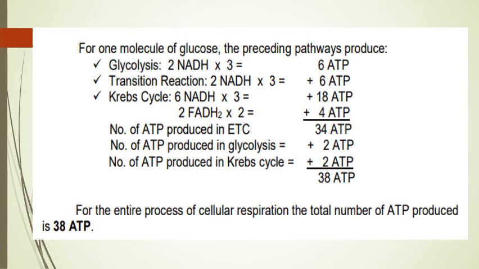equals 34 ATP. Number of ATP produced in glycolysis equals 2 ATP. Number of ATP produced in Krebs cycle equals 2 ATP. 6 ATP plus 6 ATP plus 18 ATP plus 4 ATP equals 34 ATP. Plus 2 ATP plus 2 ATP equals 38 ATP. For the entire process of cellular respiration, the total number of ATP produced is 38 ATP.